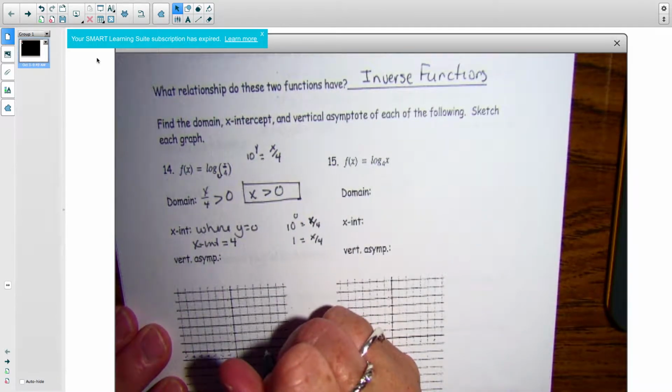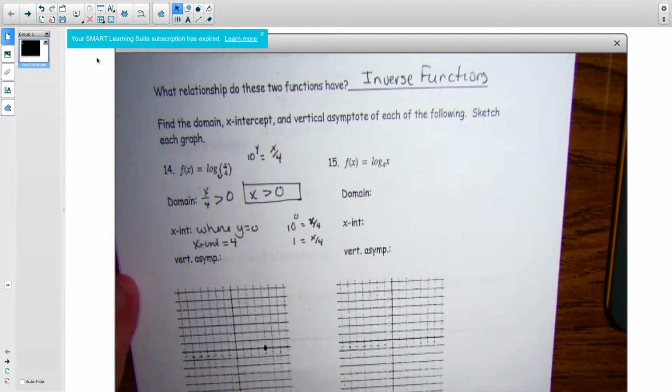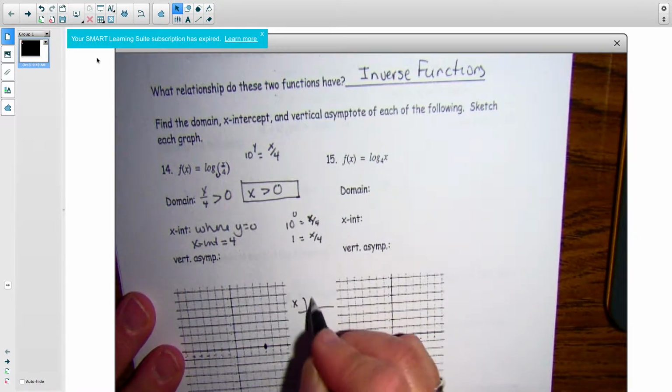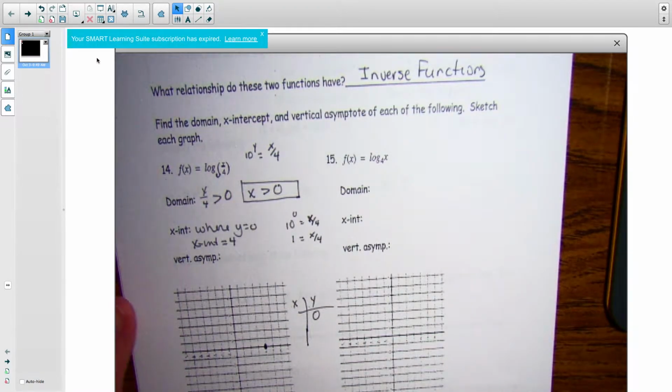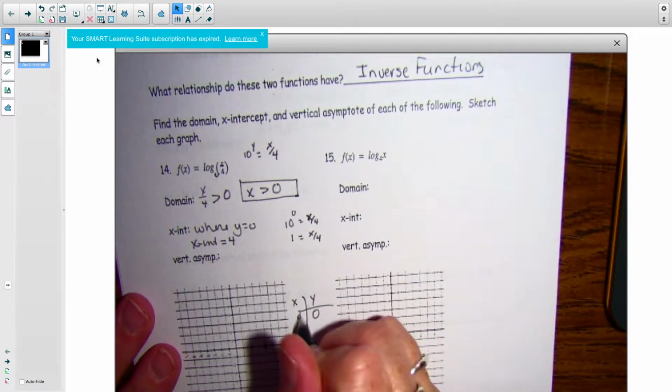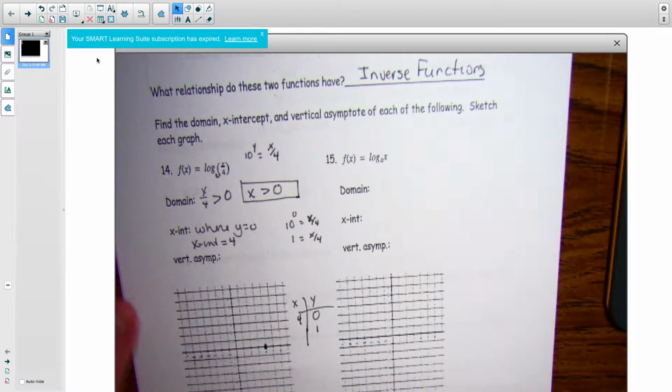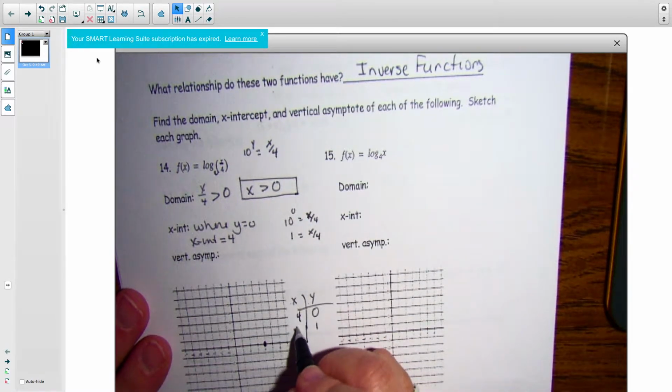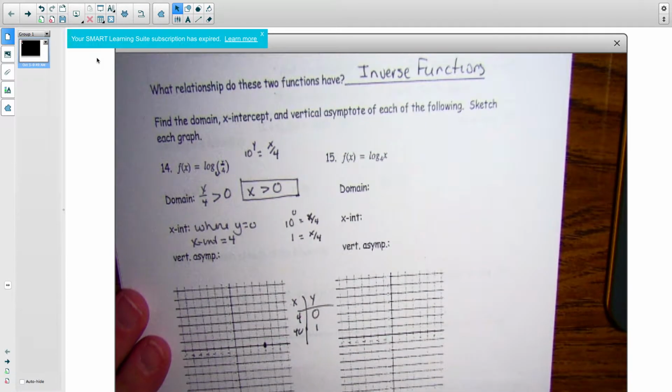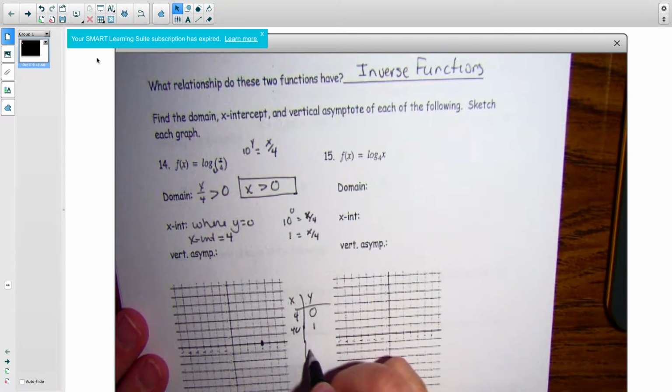So I have an x-intercept of 4. What happens when y is, we already got y is 0. What happens when y is 1? What's x? 40. So clear out over here somewhere we get to 1. What happens at negative 1?